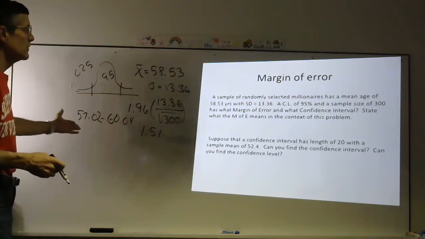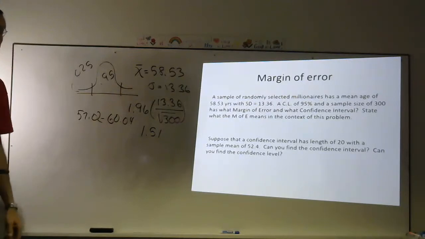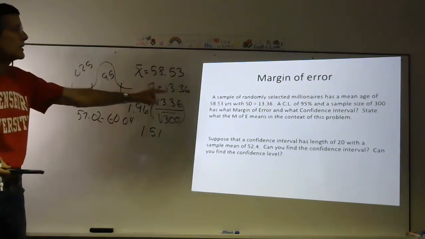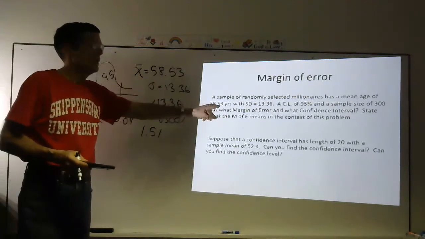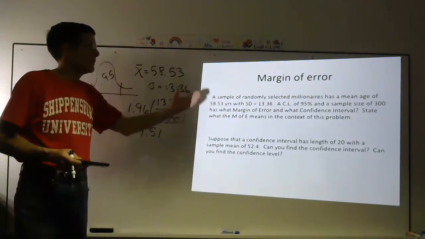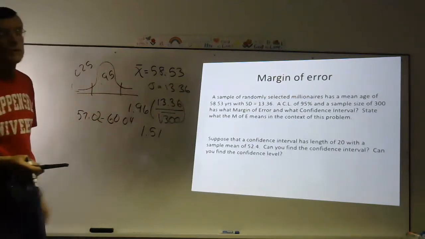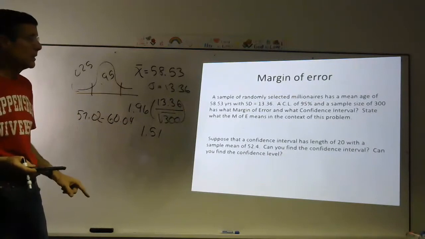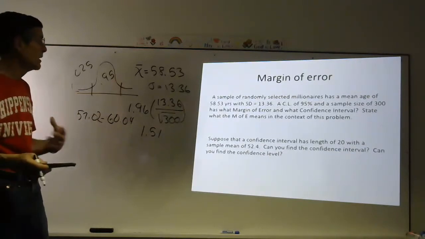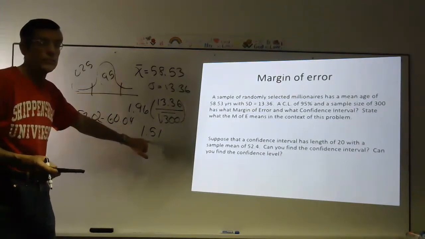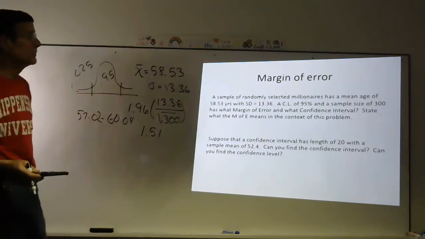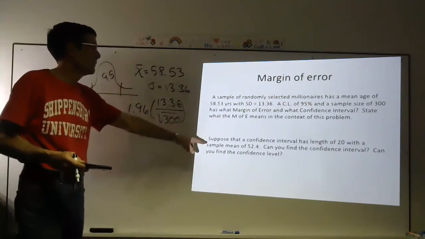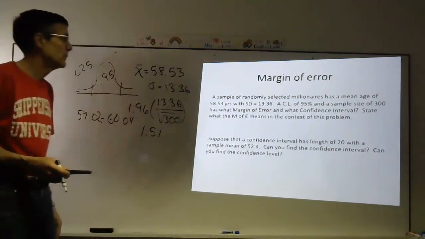There's the confidence interval. What does the margin of error mean in the context of this problem? We are 95% confident that the actual mean age for millionaires in the United States is going to be within this range. And if we use this range, okay, we are 95% confident that the biggest error we could make is 1.51.